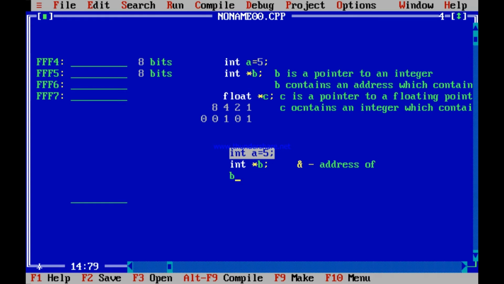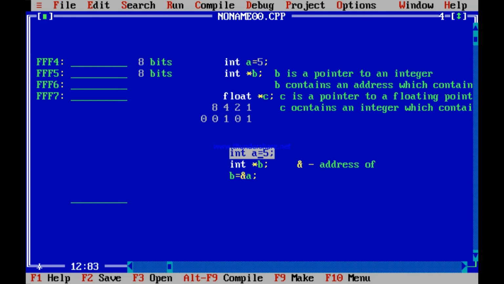So, can we write B is equal to A? No, we cannot. B equal to A is wrong. It is wrong because B is not an integer. B cannot contain 5. 5 is an integer. B is not an integer. B cannot contain 5. But B can contain the address of A.